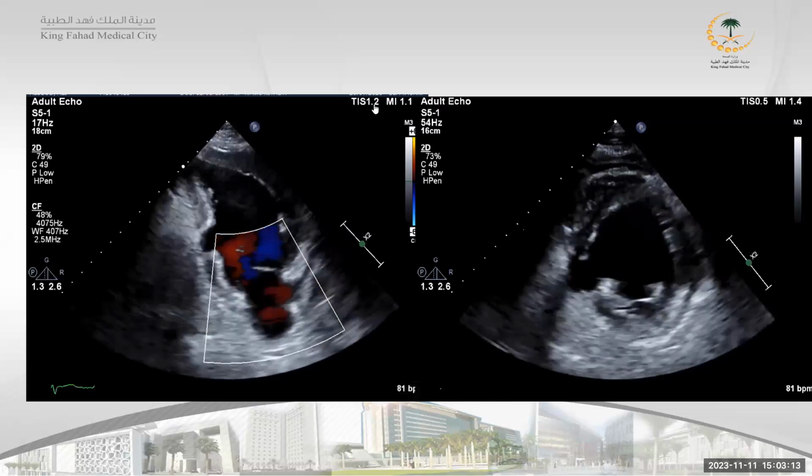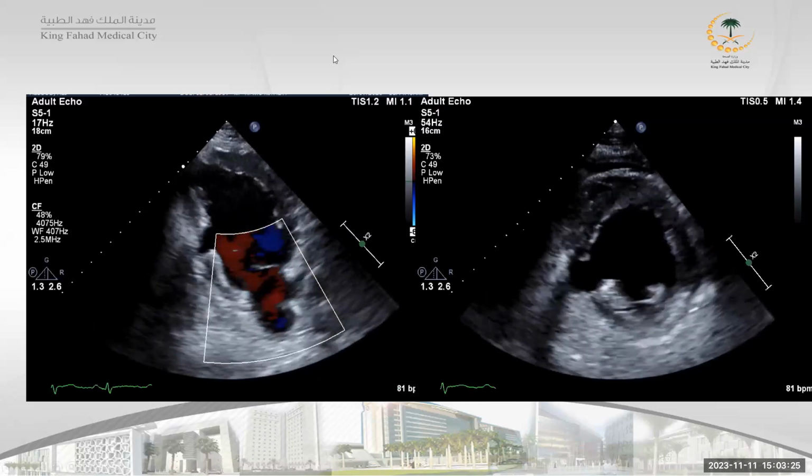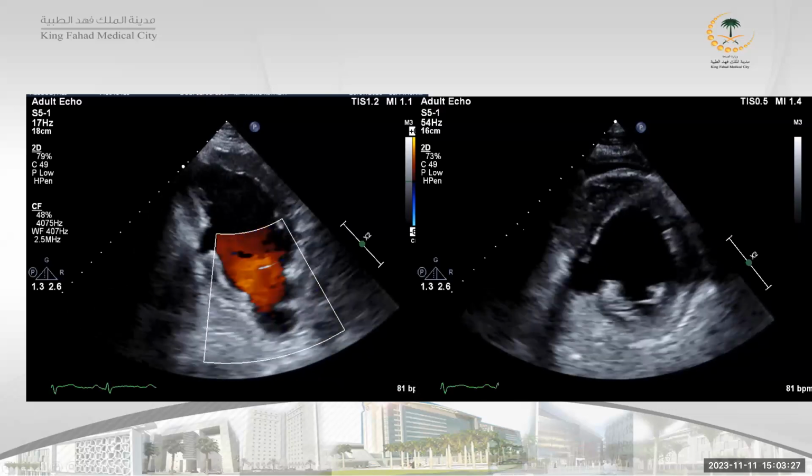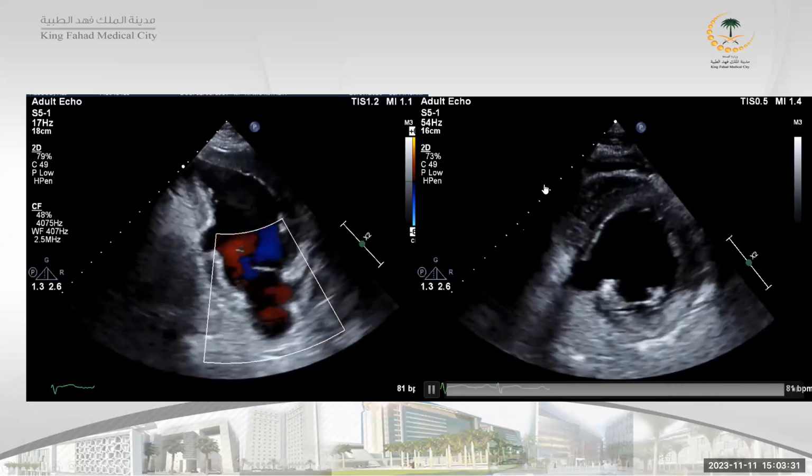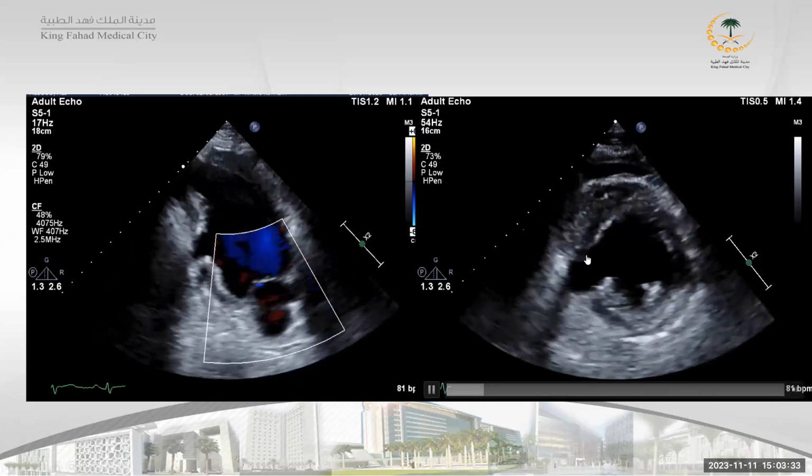LV dysfunction, free wall rupture, posterior wall rupture. Okay, is it now ruptured? This is maybe previously happened. That's right, but now, what's your diagnosis? It's rupture, yeah, there's some effusion here. But what do you call this now?